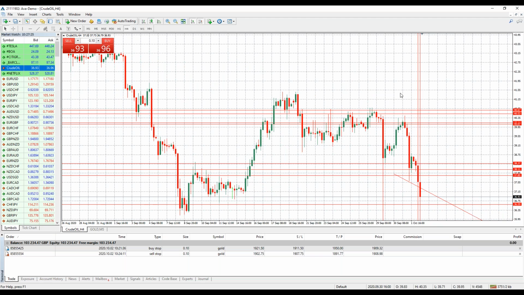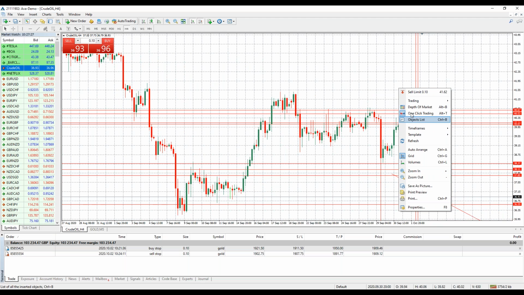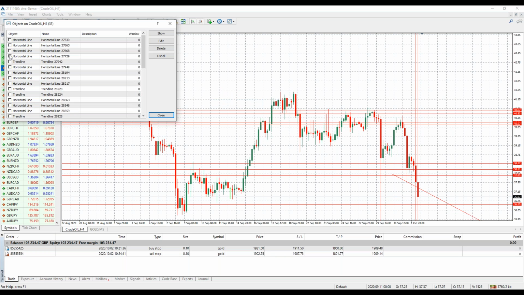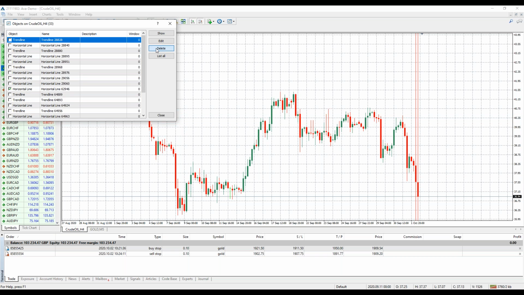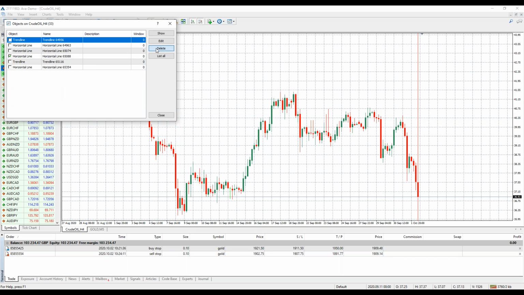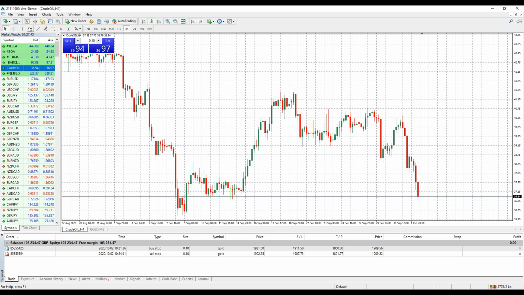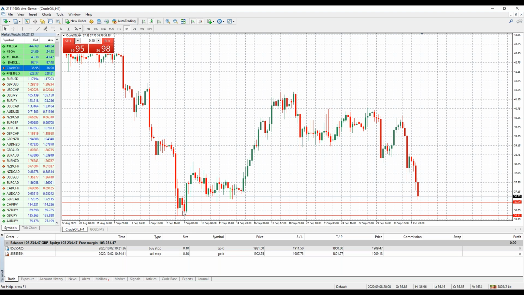Okay, let me get rid of some of these lines I drew. Here we'll go to objects list. Wow, I have a lot of old lines. Let's get rid of them, clean up the chart. Okay, so now we can see here's a support level on oil here. All right, it hit that little support and bounced. I think it's going to try and come down to the next support level here. Okay, this is a more major support level. It's testing this first one.